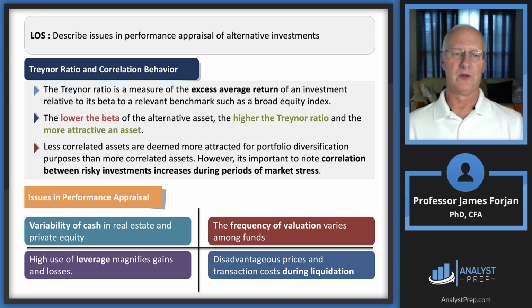So what are some other issues in performance appraisal? So variability in cash flows, especially in real estate and private equity, that's going to have an impact on the numerator of all of these ratios. And then, of course, there's super leverage in these alternative investments. That's going to magnify the returns, both positive and negative. Let's flip over to fund analysis.